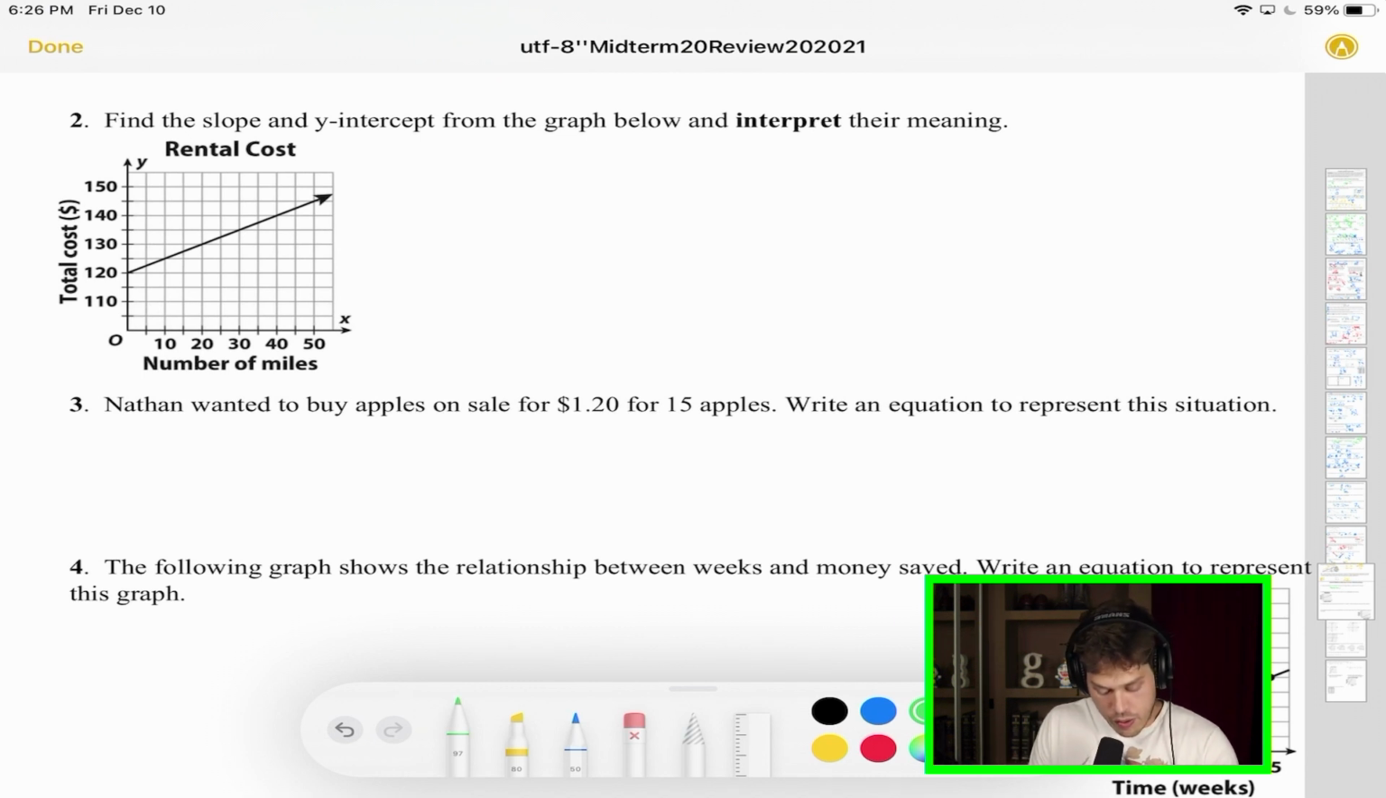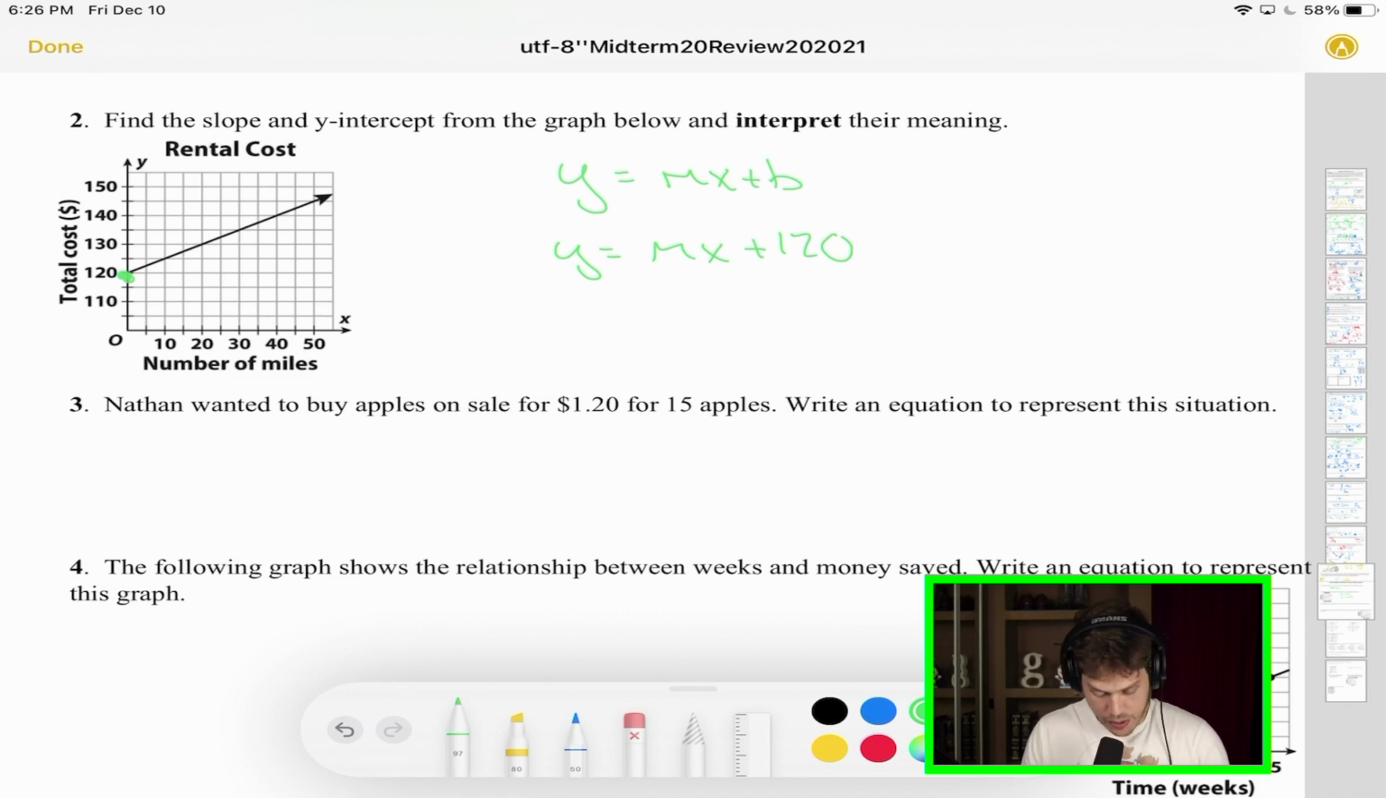Find the slope and y-intercept from the graph and interpret their meaning. Okay, so the y-intercept is what? That's where it hits the y-axis. So our y-intercept is here at 120. Remember, our equation for lines is y equals mx plus b, where b is our y-intercept and m is our slope. So far we have y equals mx plus 120, and now we need to figure out our slope.